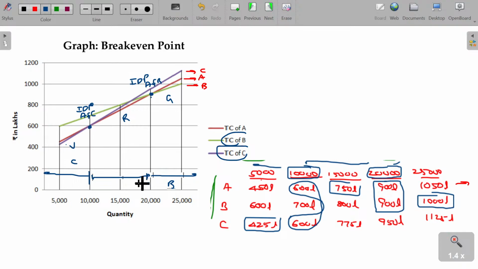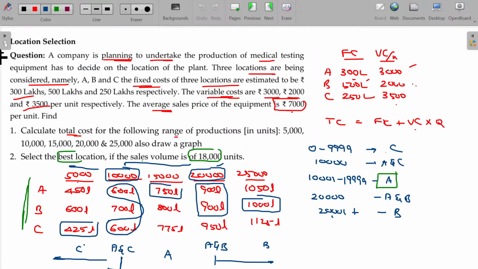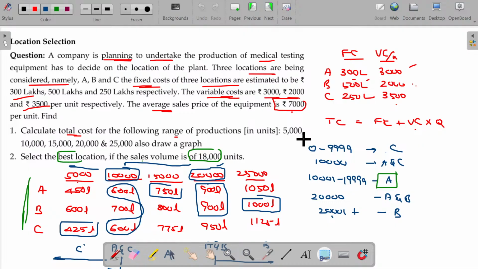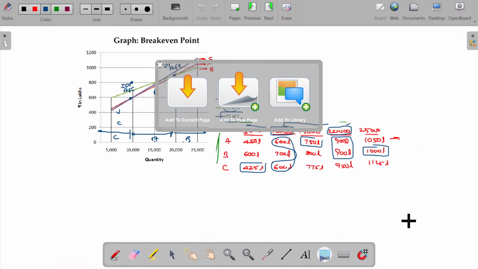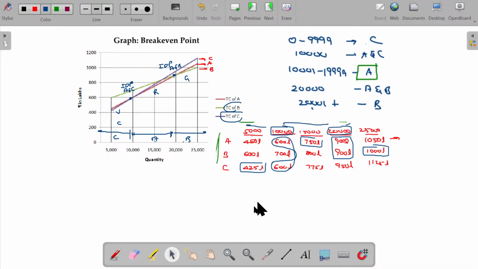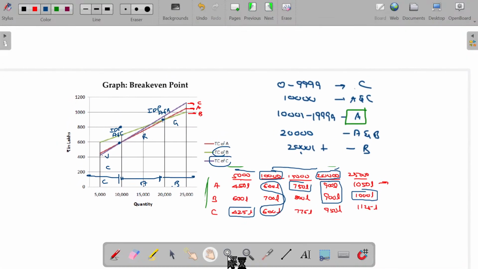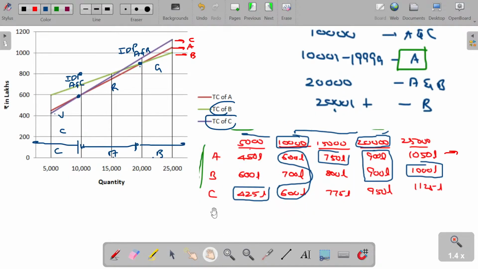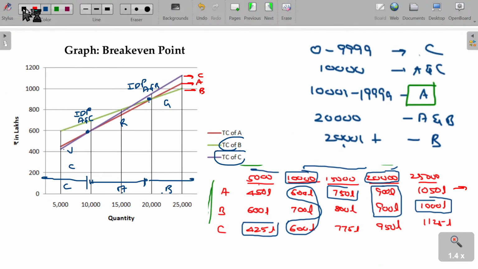Between this range, what will be chosen? The red or violet, which is B. Am I right? Sorry, A. Here C, here A, here B. What we have already found out here is the same. Am I right? Are you getting this? Hope you will be now able to understand.